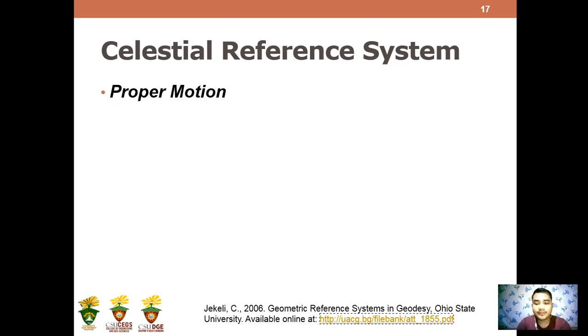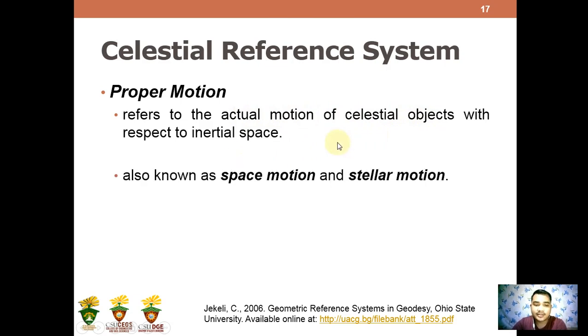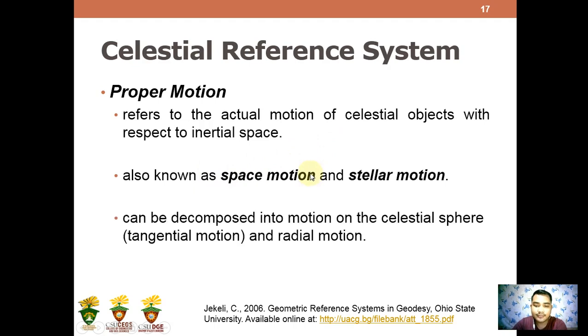Next is the proper motions. When we say proper motion, it refers to the actual motion of celestial objects, no? So take note of this one, celestial objects, or the actual motion of the celestial objects with respect to the inertial space. And it is also known as the space motion and stellar motion.